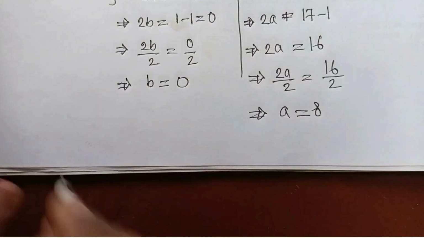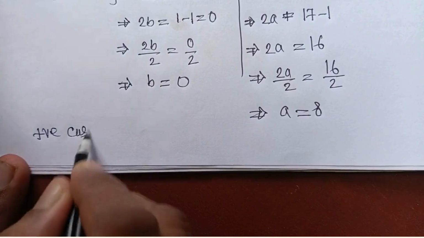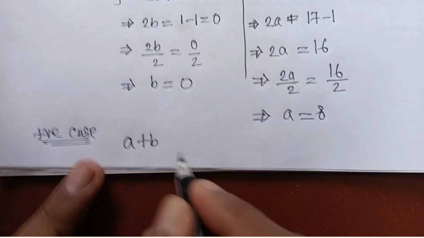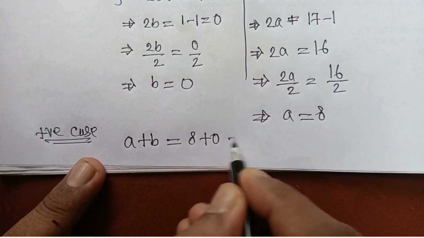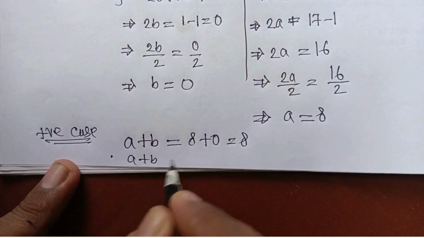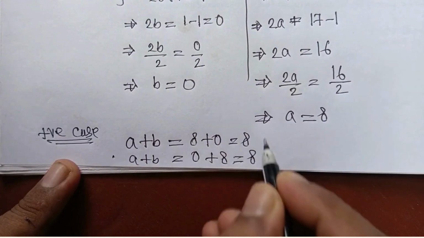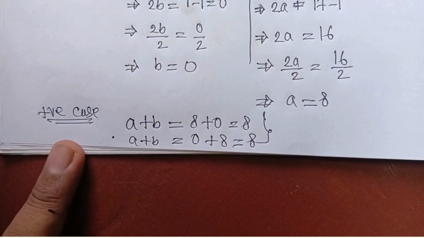So for all the positive cases, the value of a + b will be either 8 + 0 equal to 8, or a + b = 0 + 8 equals 8. So for both these cases it will be 8.